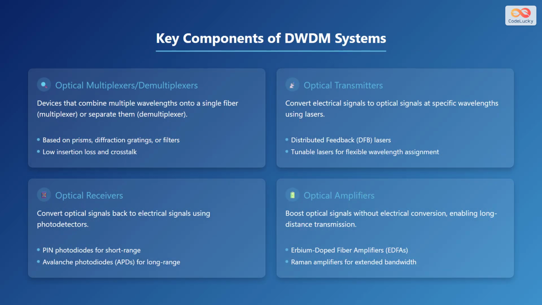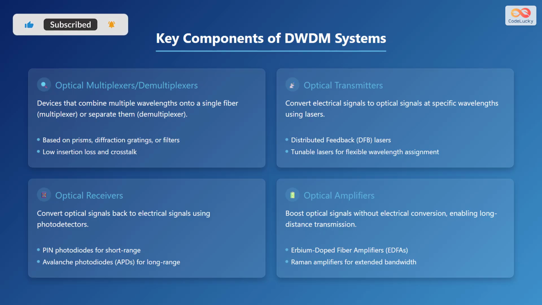Here are the key components of DWDM systems. First, optical multiplexers and demultiplexers are the devices that combine multiple wavelengths onto a single fiber, a process known as multiplexing, or separate them, which is demultiplexing. They are based on prisms, diffraction gratings, or filters. They feature low insertion loss and minimal crosstalk. Second, optical transmitters convert electrical signals to optical signals at specific wavelengths using lasers. Distributed feedback lasers are commonly used. Tunable lasers allow for flexible wavelength assignment.